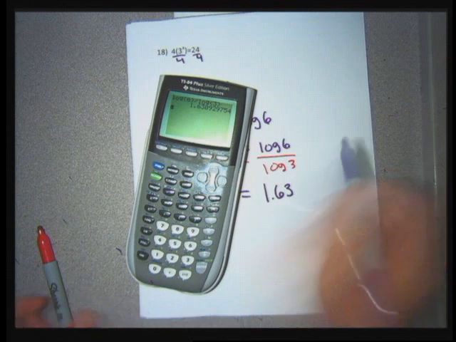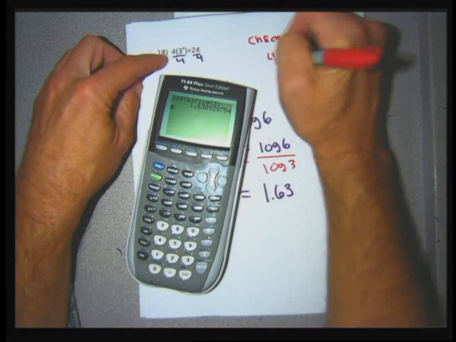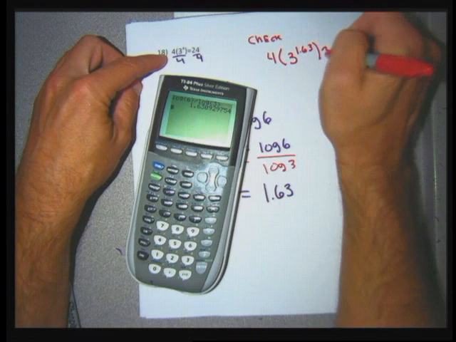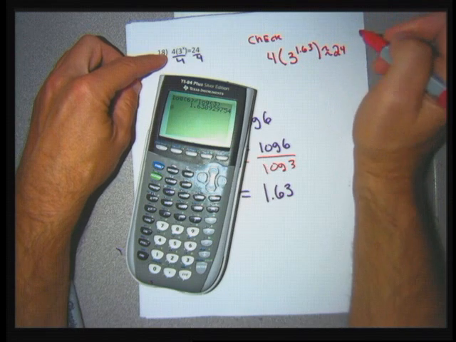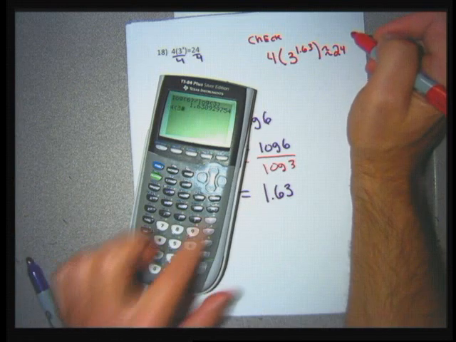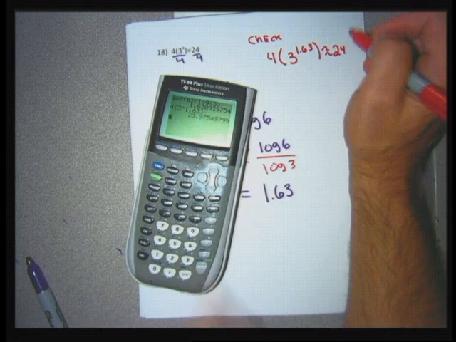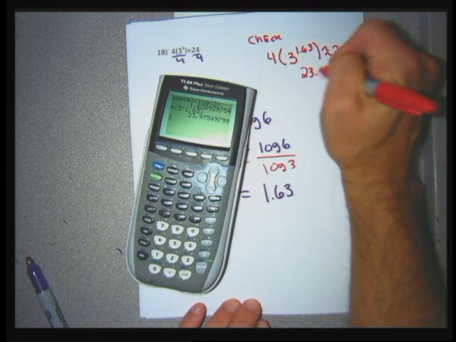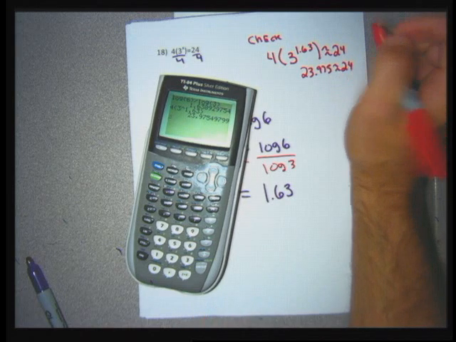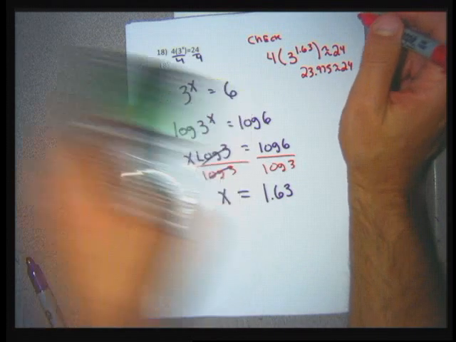Now I'm going to check it. Throw the checking right up here. For checking, I should take this answer, go 4 parentheses, 3 to the 1.63 power, and I should get something that's close to 24, but not exactly 24 because my answer is rounded. So when I go 4 parentheses, 3 up arrow 1.63, I hope to get something close to 24, and when I do that I get 23.975, which is about 24. That's close enough for me because I have a rounded answer. 23.975 rounds up to 24, so I believe my answer is correct.